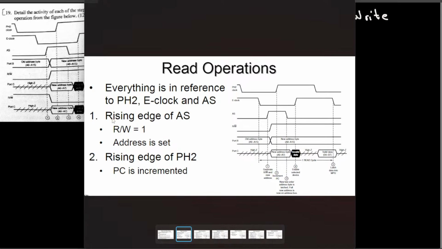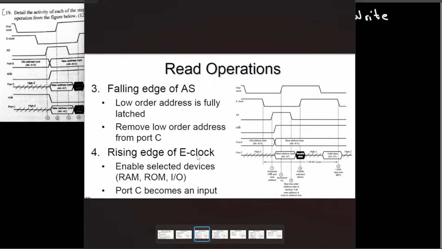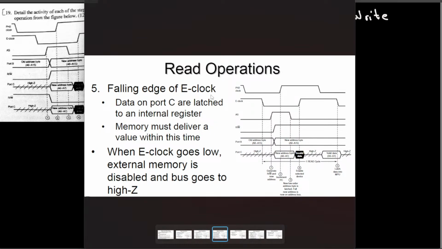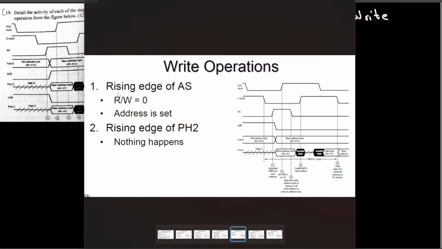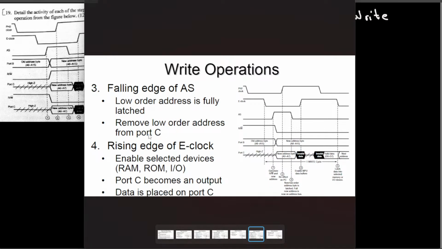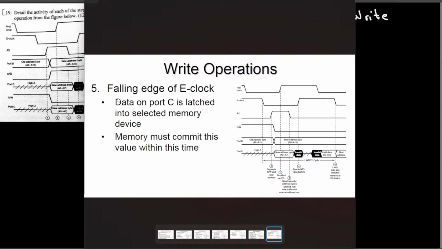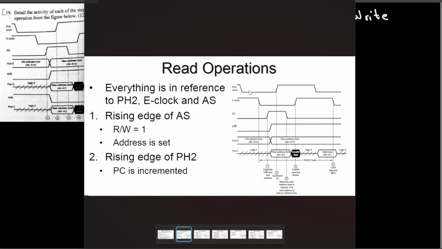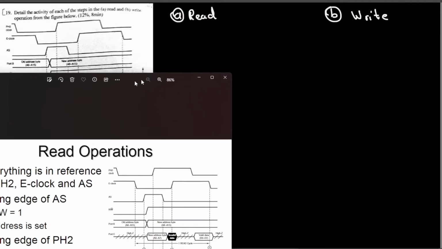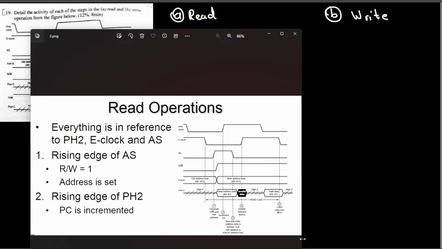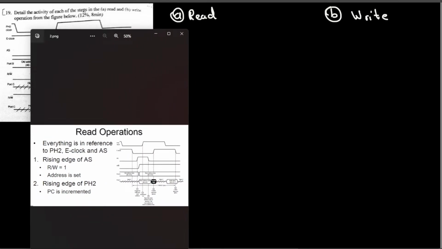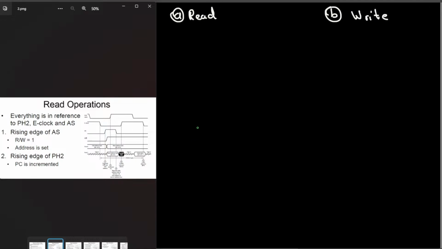It's basically happening at the rising edge of AS, the rising edge of PH2, the falling edge of AS, the rising edge of the E clock, and the falling edge of the E clock. That's all that matters. And the write operation is the same: rising edge of AS, rising edge of PH2, falling edge of AS, rising edge of clock, falling edge of clock. So it's exactly the same thing. We just have to look at these 5 things and see what happens when it's read and when it's write. Okay, let's go and write.